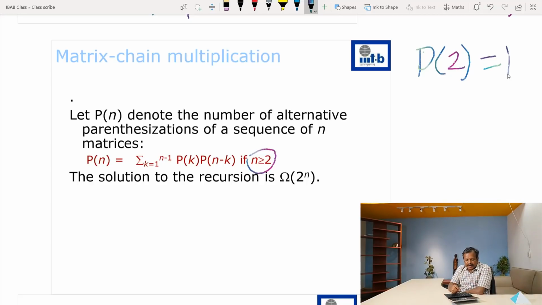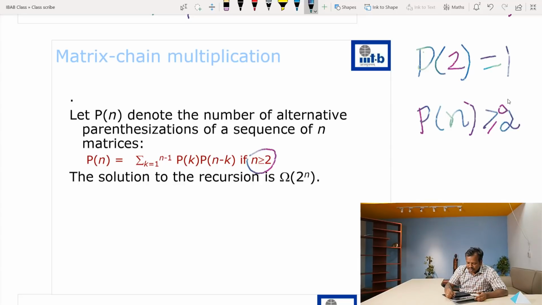We will not make an attempt to solve this recursion, but what I will show you is that this by induction will be omega of 2 to the power n. So let's say that I want to show by induction that P of n is greater than or equal to 2 to the power n minus 2. So the base case is n equal to 2. This is only true for values of n greater than or equal to 2.